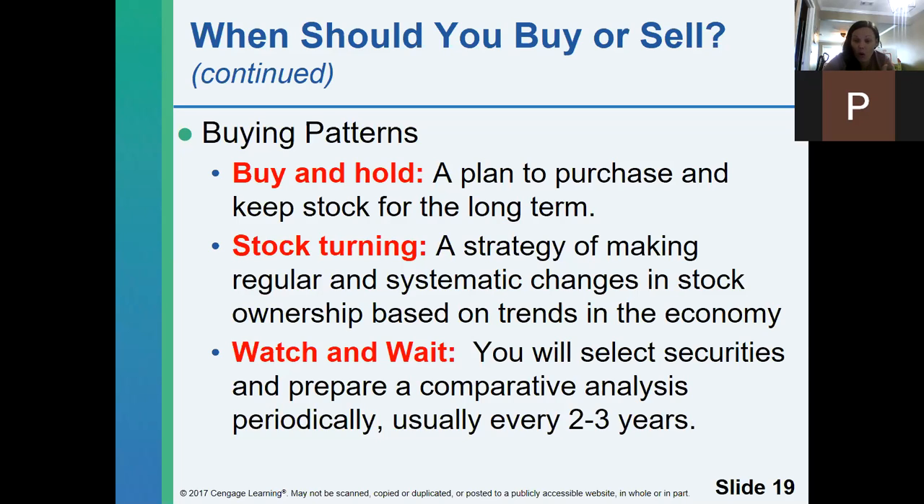Watch and wait is when you select securities. So you decide what you want to buy and you prepare a comparative analysis periodically. So every 2 to 3 years, essentially. So it compares how investments have done since the last analysis. You may also compare your current choices to other possible choices. So maybe you kind of have a list of all the ones you're interested in. When the analysis is complete, then you decide what you want to do. So maybe you don't have the money to invest yet and you want to watch and wait. You want to see what's going to happen. So that's an option.